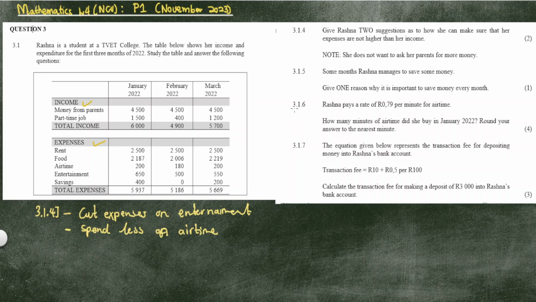3.1.5. They were asking for two. Now, some months Rashna manages to save some money. Give one reason why it is important to save money every month. As I've explained, to prepare for unforeseen circumstances, right? Unforeseen or unprepared for circumstances.